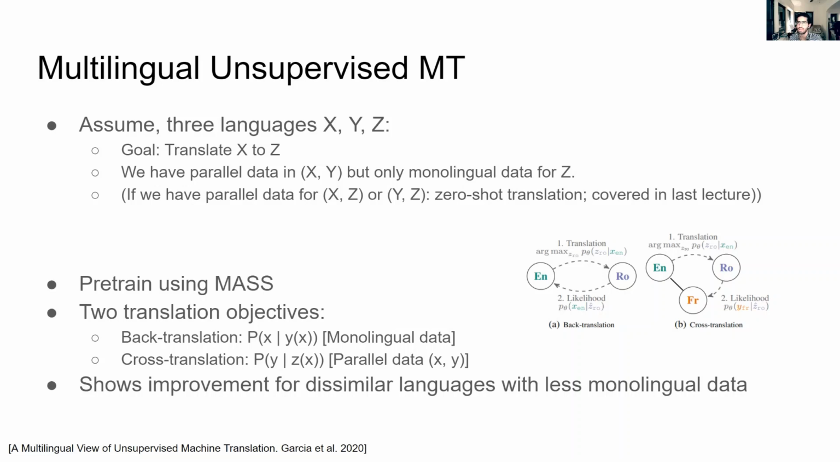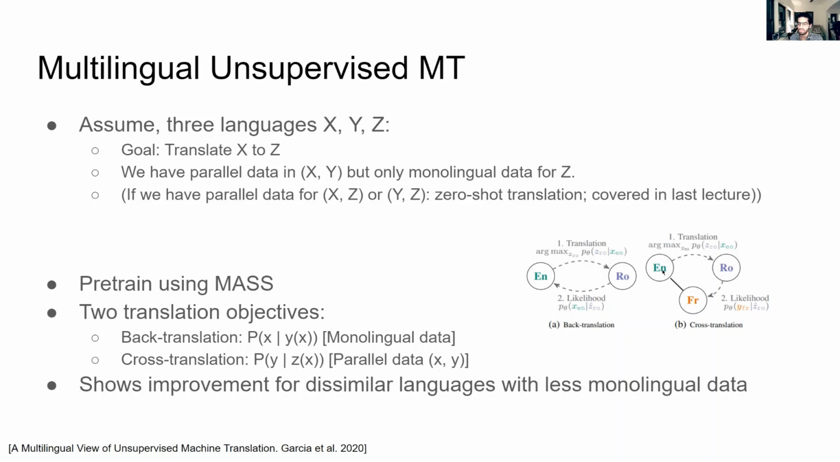So you still have autoencoding, the denoising autoencoding. You still have back translation. Given an input X, you are translating it into Y, and then you're trying to regenerate it. That's back translation, and that requires only monolingual data. But you have another objective called cross translation, where you use parallel data between X and Y and do cross translation through Z.